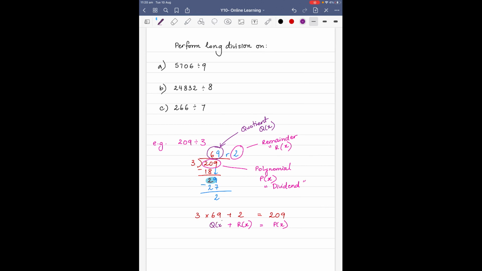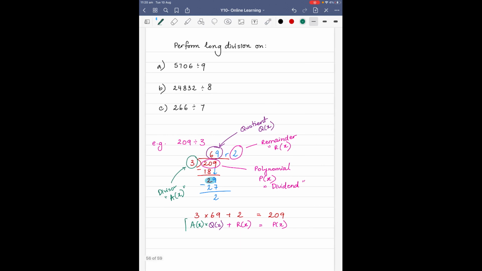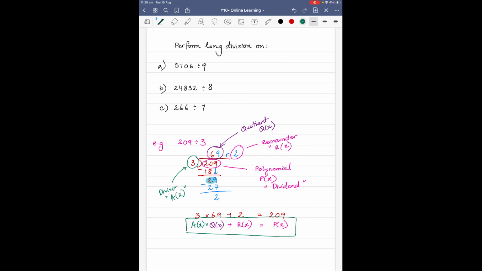So 69 is Qx, and this number here is your divisor. Divisor kind of sounds like advisor, so we're going to abbreviate it as Ax, and that's that. So we basically have written this numerical equation in terms of a polynomial equation. We're going to box this around. That's something you guys really need to know.